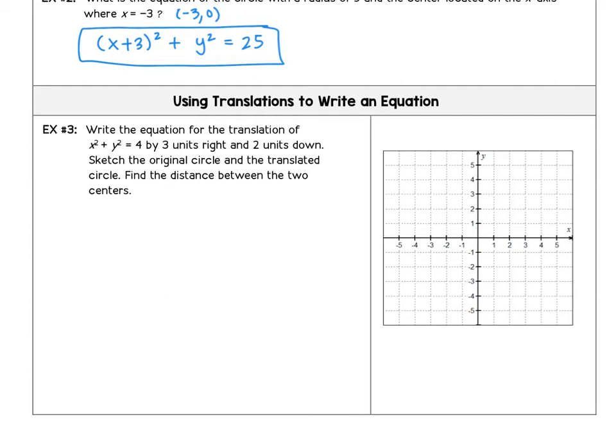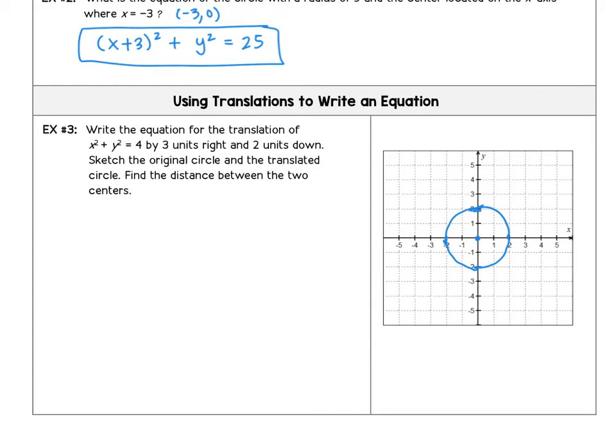Okay, so the center of the first one is 0, 0. Okay, so I'm going to draw the first one. Radius is 2. So the initial one I'll do in blue here. Let's pretend it's actually a circle, y'all. It's kind of hard to do this. Okay, just do the best you can. It doesn't have to be perfect. Okay, there's my first one.